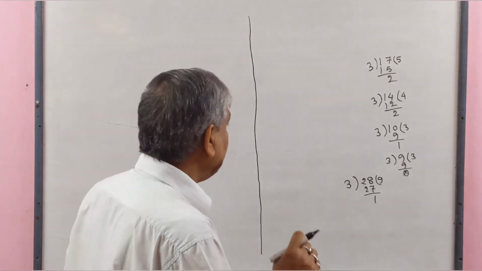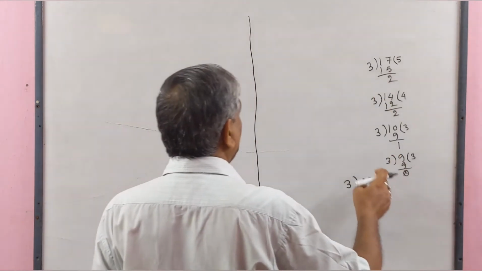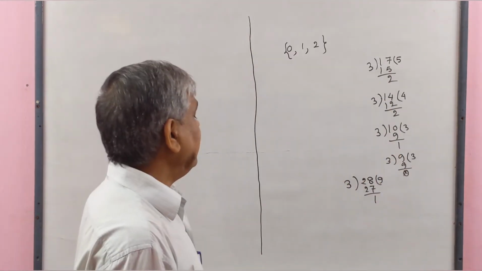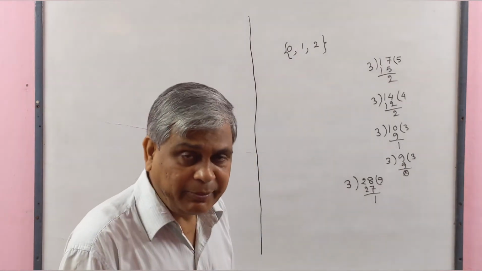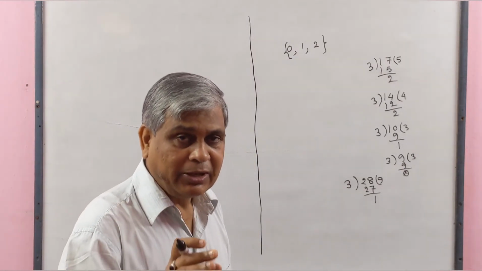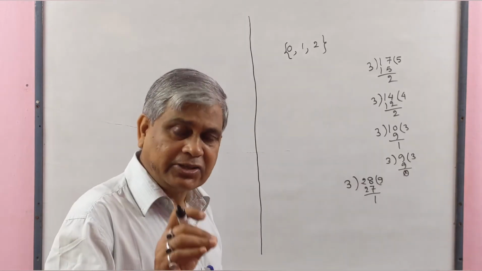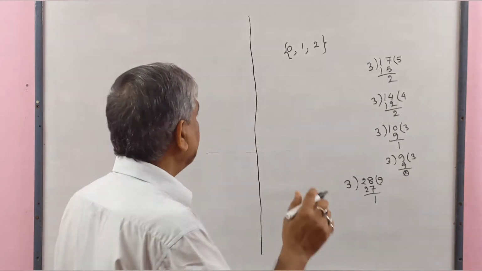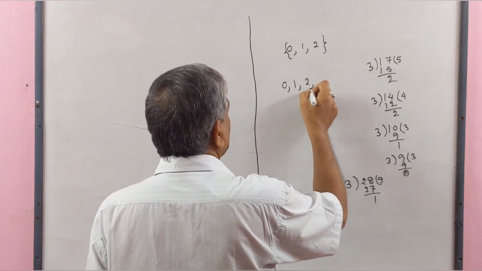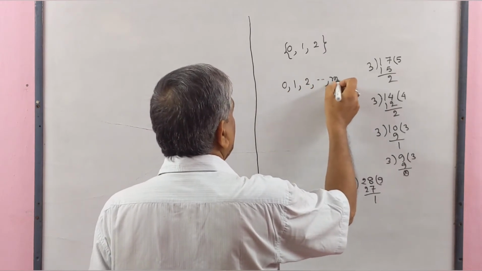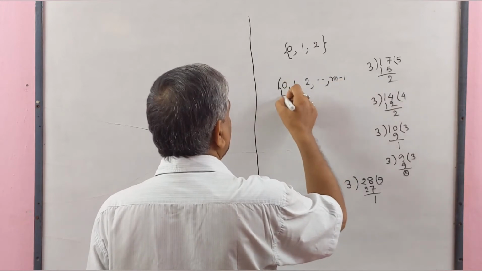If we collect these remainders or residues, and in this way, if we divide any number by m, we get residues or remainders 0, 1, 2, ..., m minus 1.